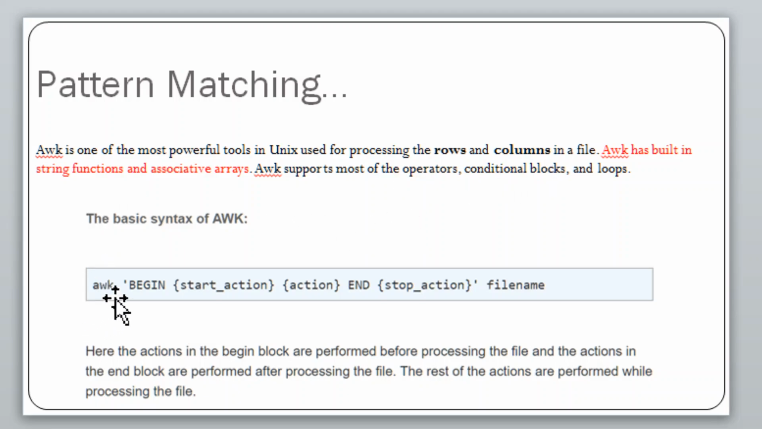So we have awk, single quote, we have the BEGIN part of it, which is the starting action inside of curly braces. Then we have the action inside of curly braces. Then we have END, and then we have the stop action inside curly braces, and then the file name that it's processing, okay? So here the actions in the BEGIN block are performed before processing the file, and the actions in the END block are performed after processing the file. The rest of the actions are performed while processing the file.